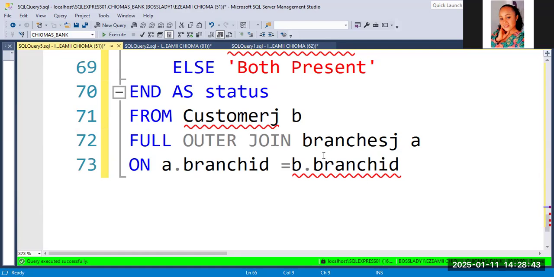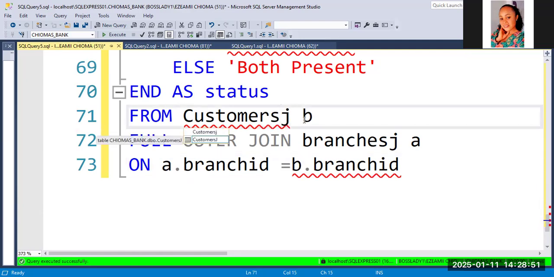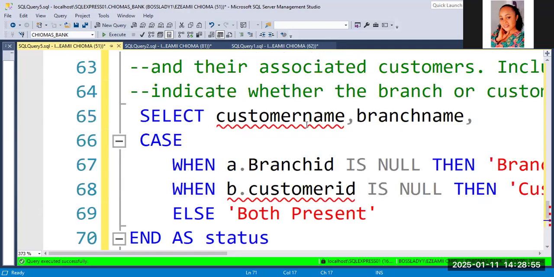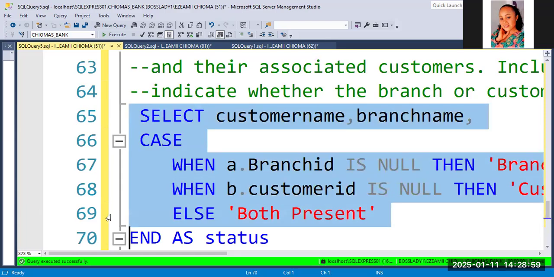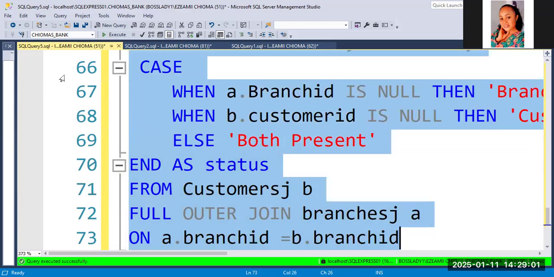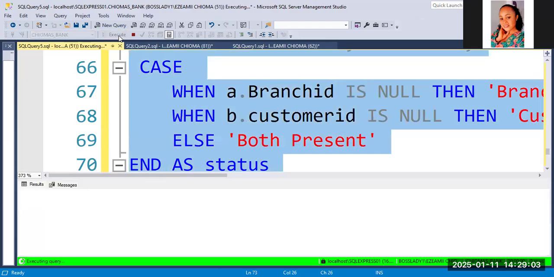Okay, Branch ID is the branch ID. I think there's something, okay, customers. So once you do not spell the table correctly, it's going to affect what you're getting. You see, all the red on the line are gone, because of just one particular table I didn't spell well.